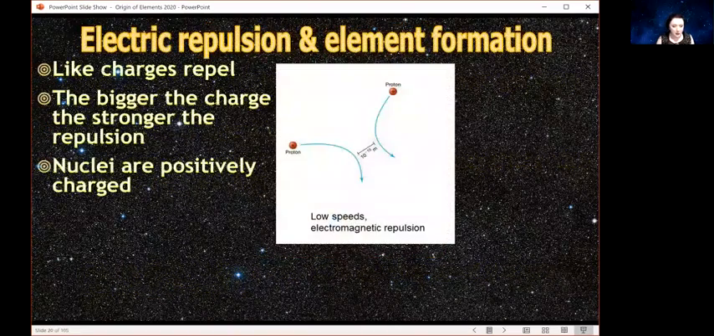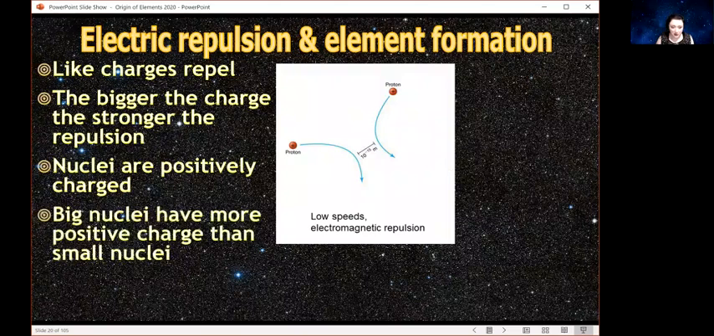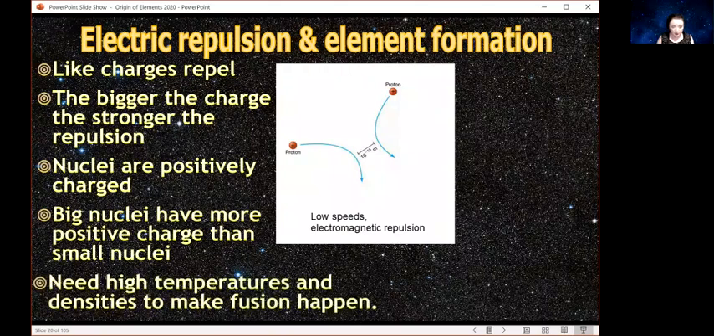So just to summarize what I just said, like charges repel. So as you try to bring them together, they will just push apart. The nuclei are positively charged, and big nuclei, that is to say, elements, the atomic number defines how many protons they have, and that defines how much positive charge they have. You need very high densities and very high temperatures.